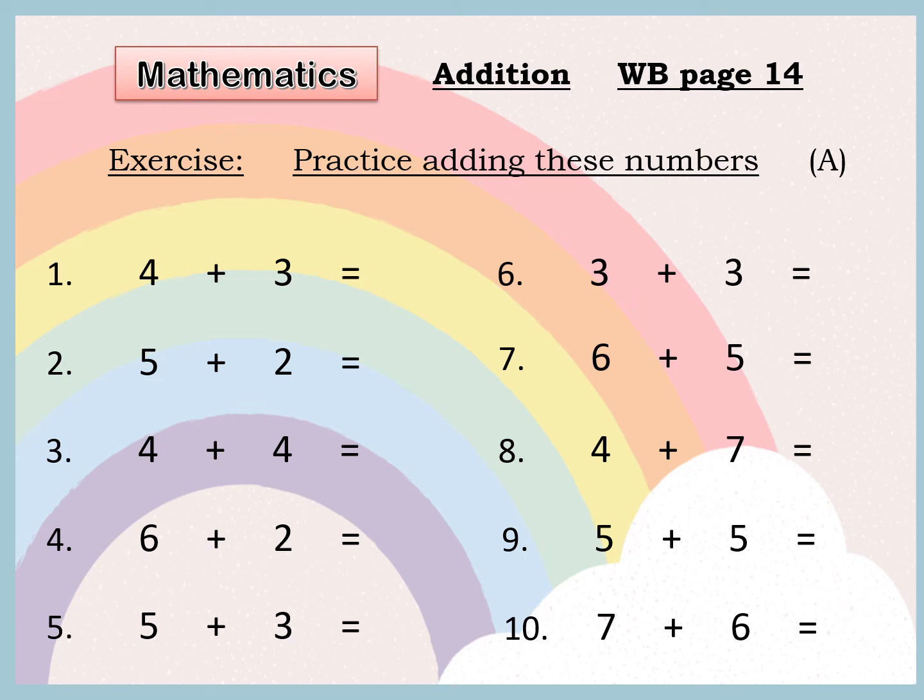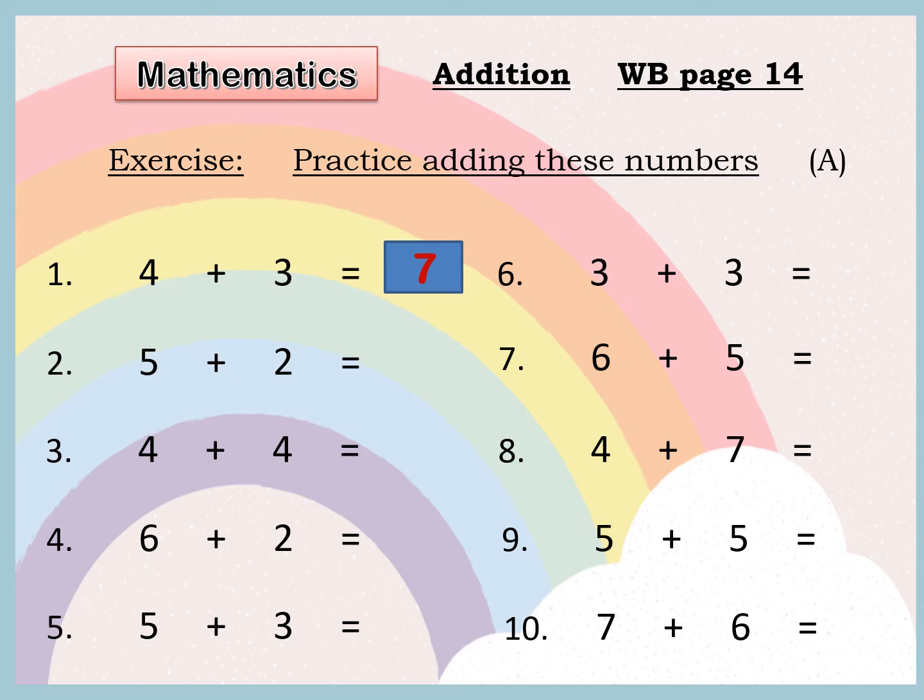Now join 4 and 3 all together. Now we are going to count how many fingers do you have in front of you. 4 and 3. Let's count. 1, 2, 3, 4, 5, 6, 7. So what's the answer? 4 plus 3 is equals 7. Did you get it right? Good job, kids. Let's proceed to number 2.